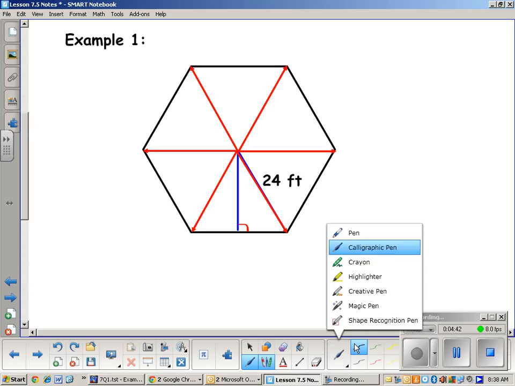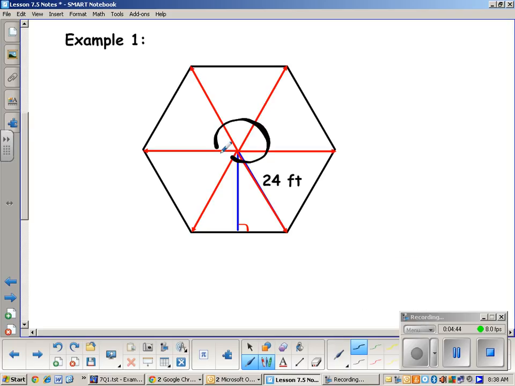What do these 6 angles add up to? 360 degrees. Since it's a regular hexagon, all of these angles are the same. So what's the measure of, say, this angle? 60. Okay, why is it 60? Because the total was 360. If I divide it by the number of angles, which was 6, I get 60.